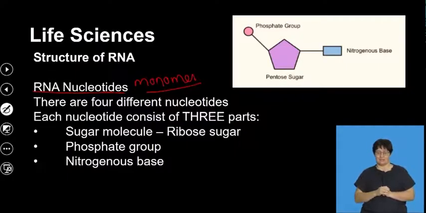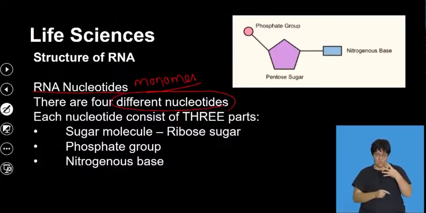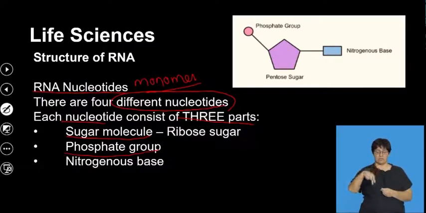Each of these contain 4 different types of nucleotides. Each of these nucleotides consist of 3 parts, and I'll go through these. So an RNA nucleotide has a sugar molecule, it has a phosphate group, as well as a nitrogenous base.